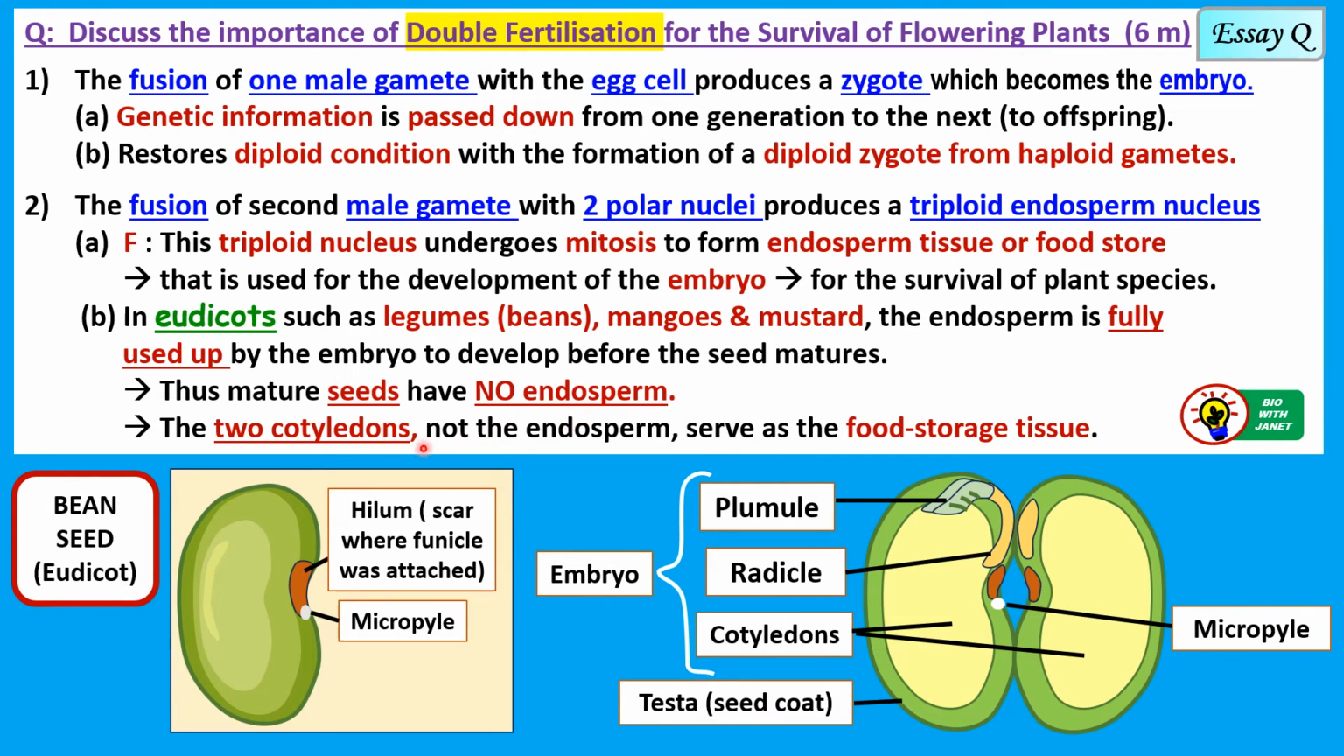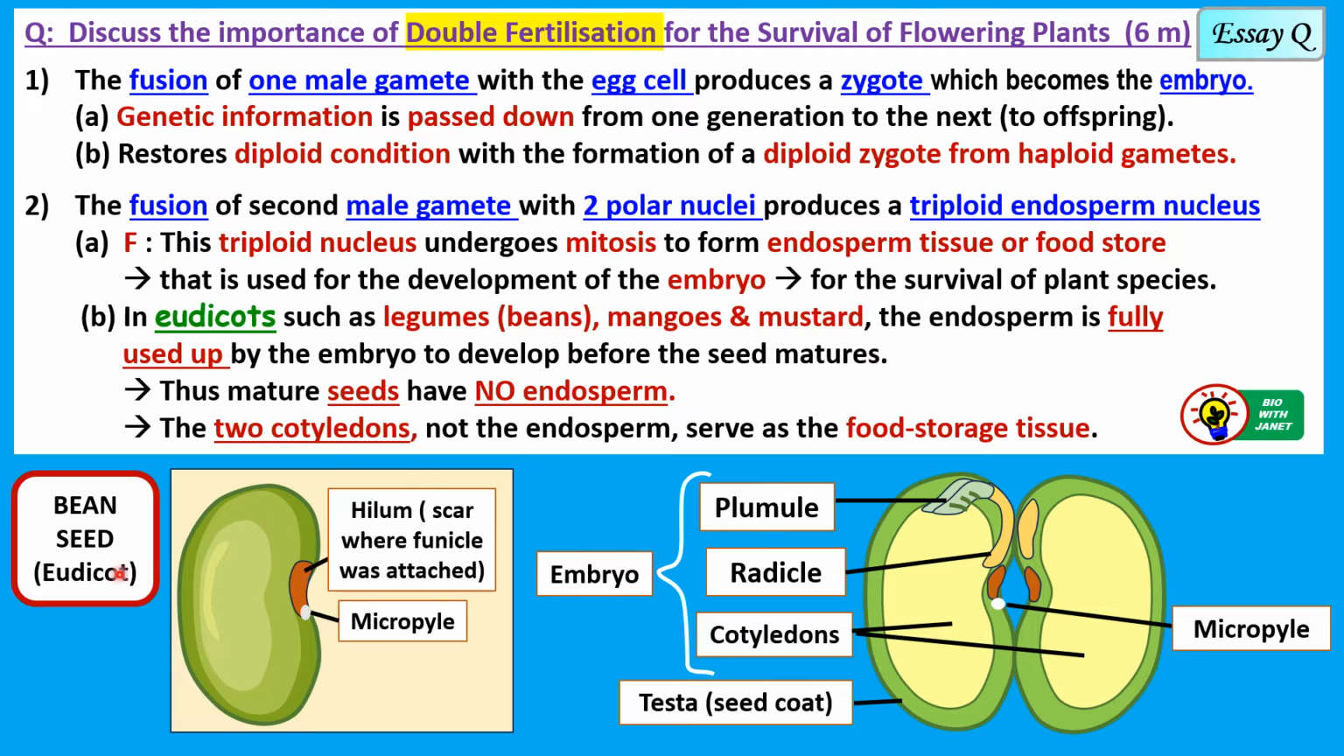So what stores the food is the two cotyledons that are produced through mitosis of the zygote. Okay, so the two cotyledons will get the food from the endosperm and they will store that food. They will serve as the food storage tissue for eudicots. So eudicots usually do not contain the endosperm. They contain the two cotyledons, which are usually large in size, and these cotyledons store the food for the germination of the seed and for the survival of the seed.